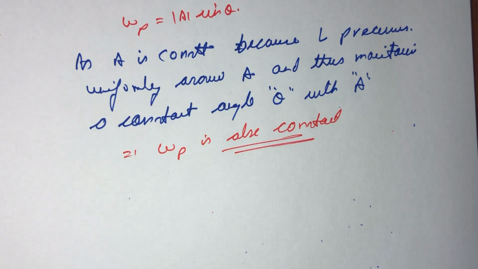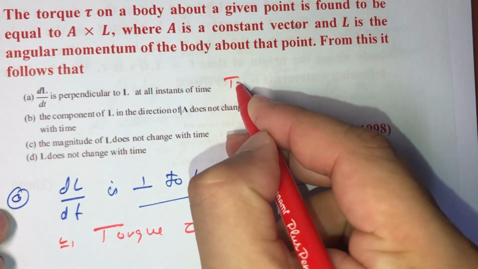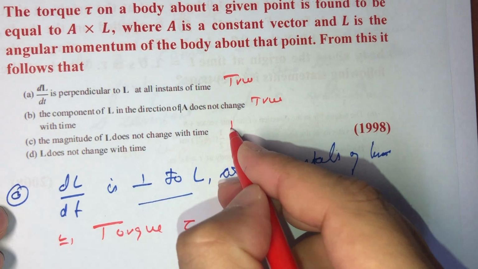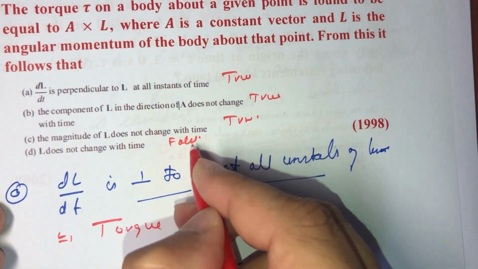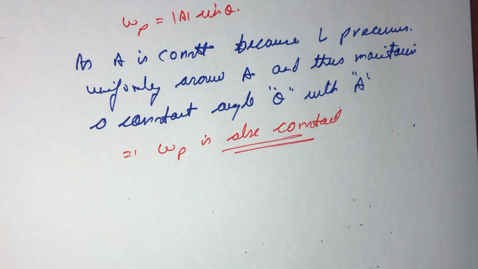So this completes the question. Let me mark it here. So we have A true, B is also true, and C is also true, but D is false. Okay. So this completes the question.